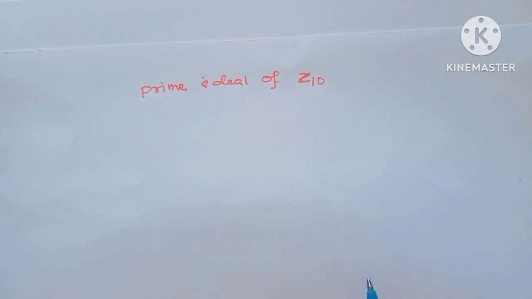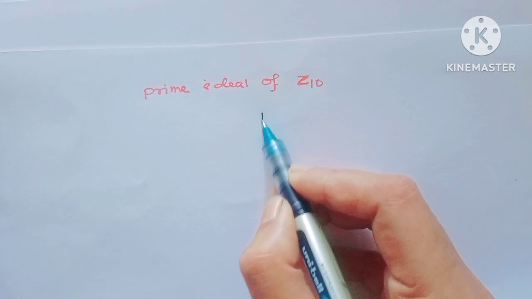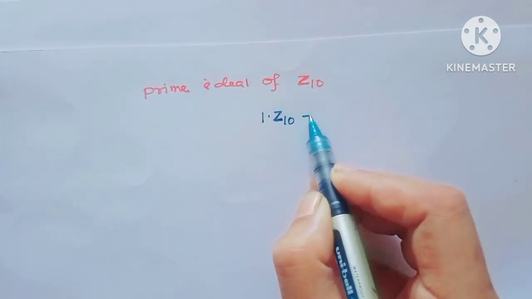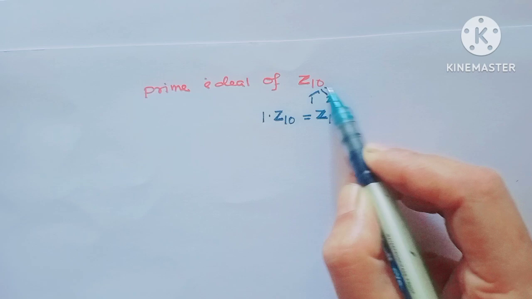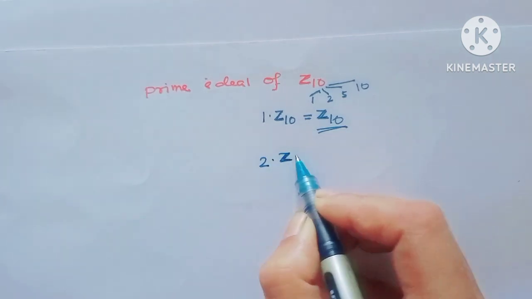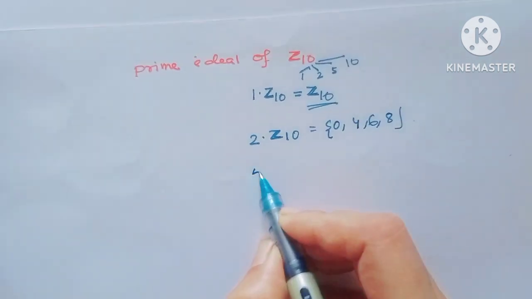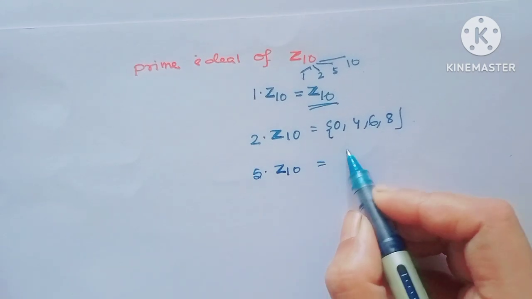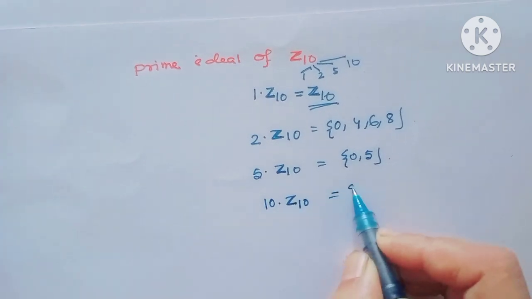Now let's see what the prime ideals of Z10 look like. At first, see what the ideals of Z10 look like. Ideals of Z10 correspond to divisors of 10. The divisors of 10 are 1, 2, 5 and 10. So 1·Z10 is actually Z10. 2·Z10 contains 0, 2, 4, 6, 8. 5·Z10 contains the elements 0 and 5, and 10·Z10 contains only the singleton set 0.